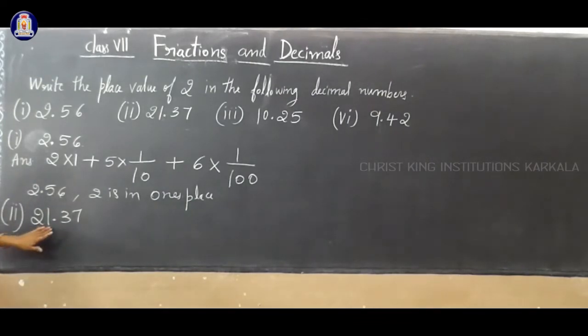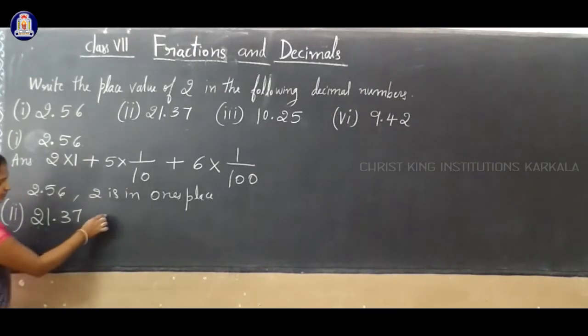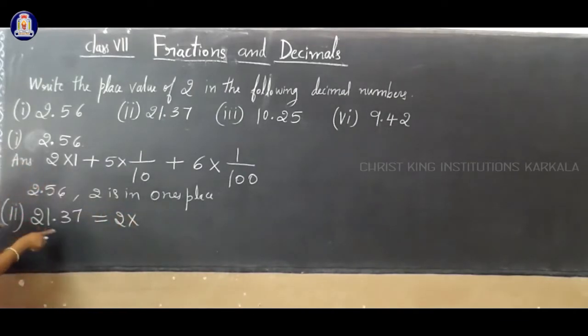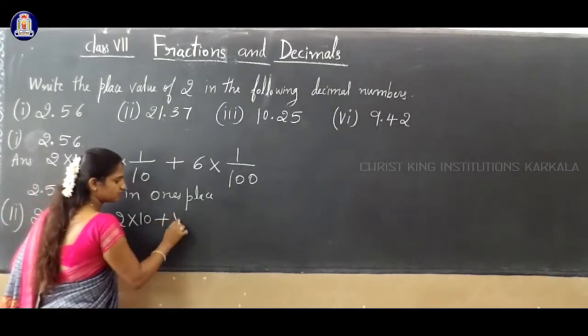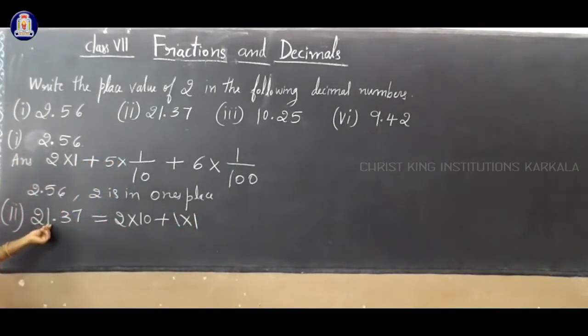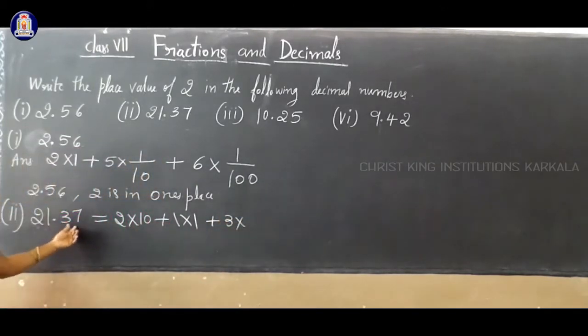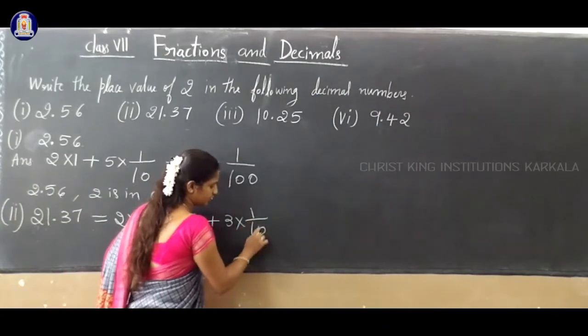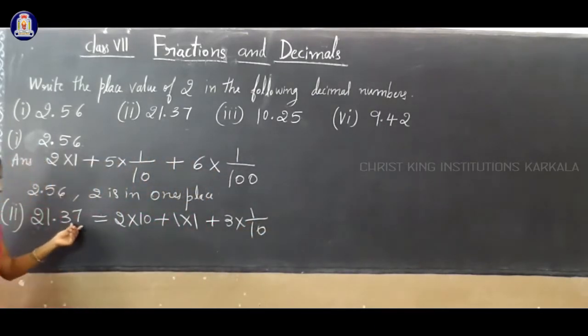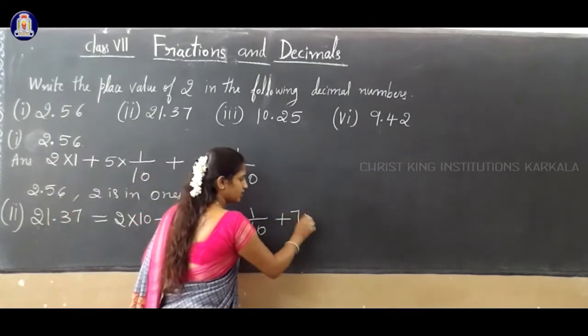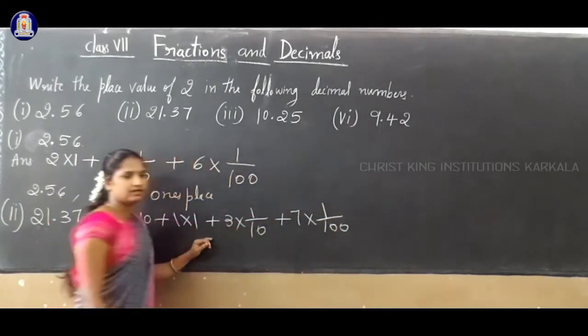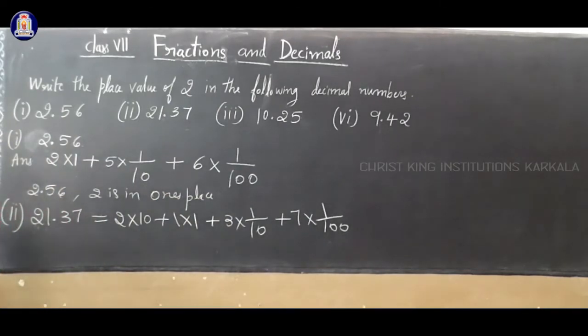Clear? So now 21.37 can be written as 2 into 10, that is 20, since 2 is in tens place, plus 1 is in ones place, plus 3 into 1 by 10, since 3 is in tens place, and 7 is in hundreds place, so 1 by 100.